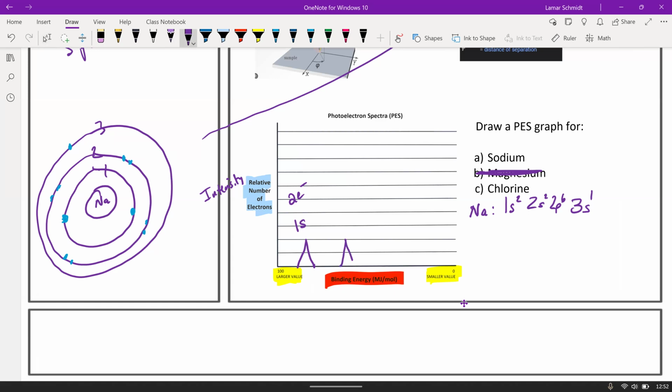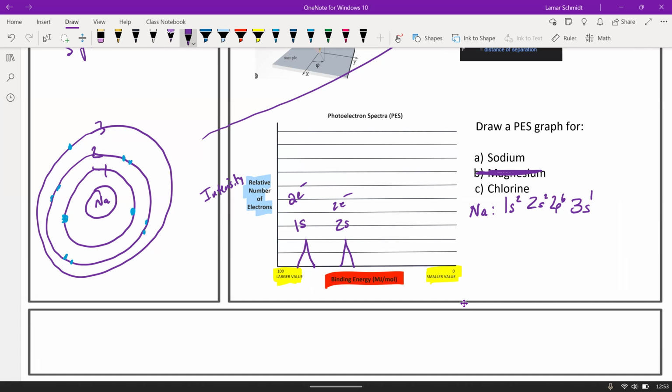Why? Because these are relative numbers, right? If this peak at 1s is 2, and we have 2 electrons in the 2s, well, it has to be the same height, right? You're relating one to the other. If we said that the first peak was up 4 lines, and that was 2 electrons, then the second peak would have been up 4 lines to represent also 2 electrons. Do you see that? It's all relative. So we're relating one to the other. So this is 2s. And how many electrons are there? 2.